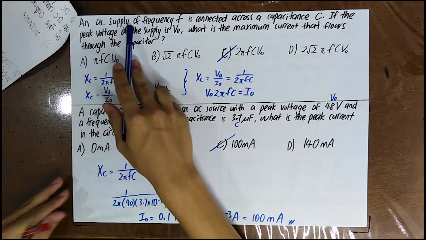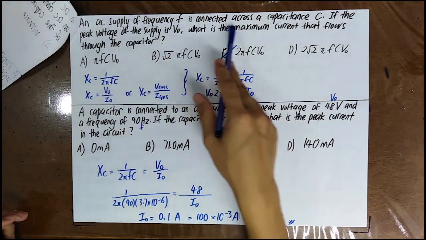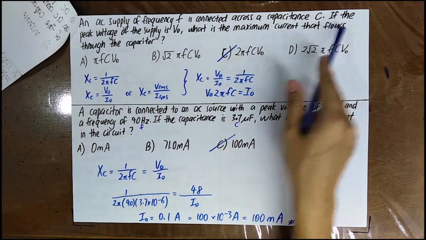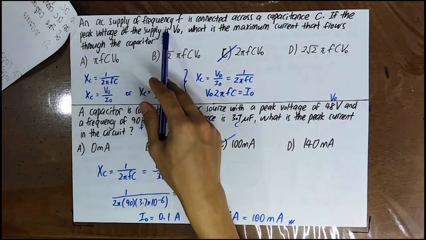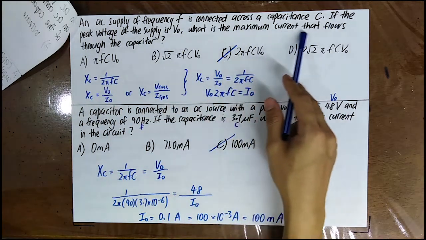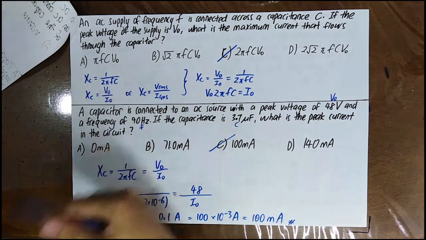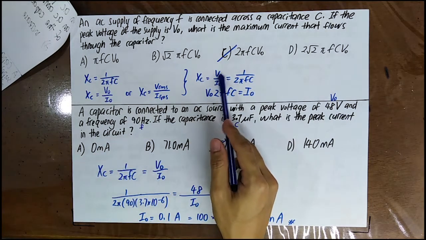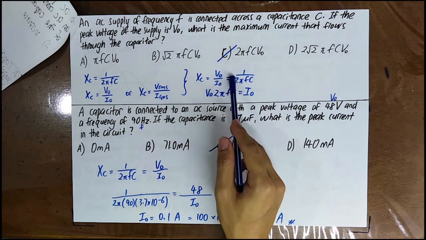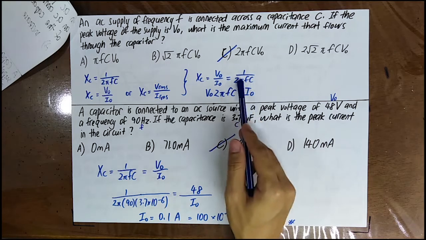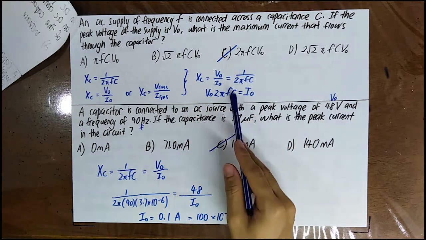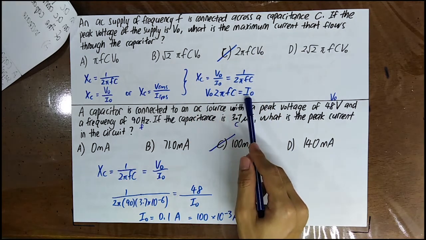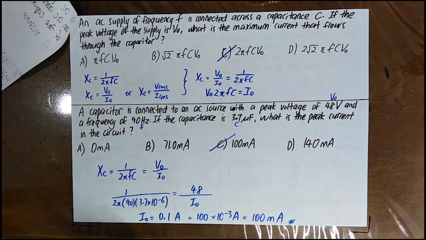An alternating current supply of frequency F is connected across a capacitance C. If the peak voltage of the supply is V0, what is the maximum current that flows through the capacitor? XC equal to V0 over I0 equal to VRMS over IRMS equal to 1 over 2 pi FC. So you use this formula to straightaway find the formula for the maximum current.